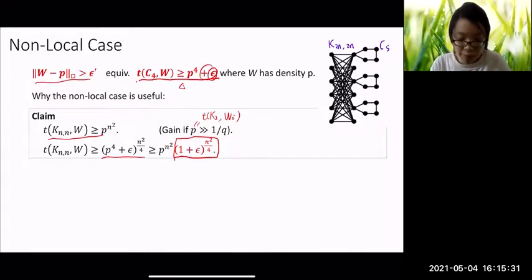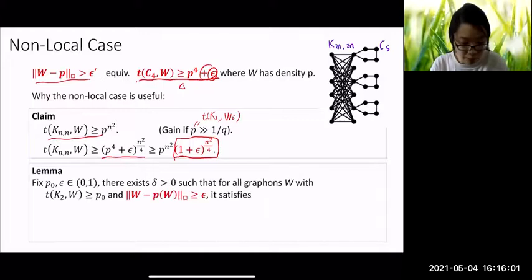So these two claims also show why we want to choose K and N, because the first claim gives us some gain when some color class has density much larger than 1 over Q, and the second claim gives us gain when some color class is far away under the cut norm from a constant graphon.